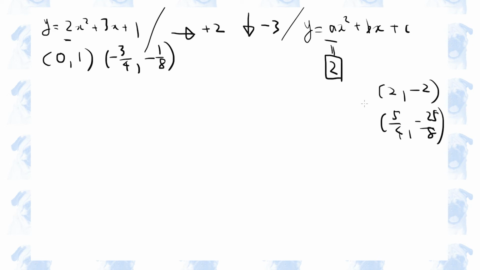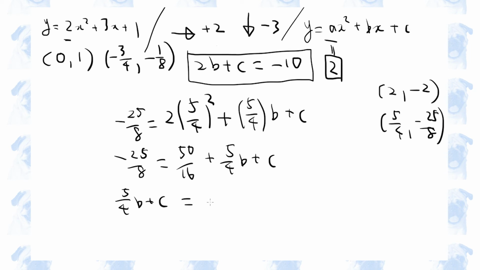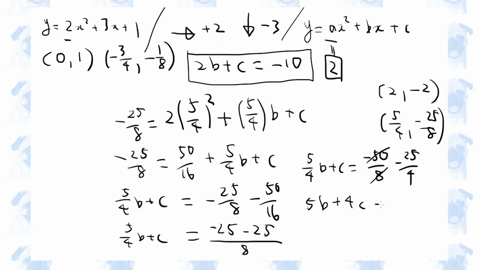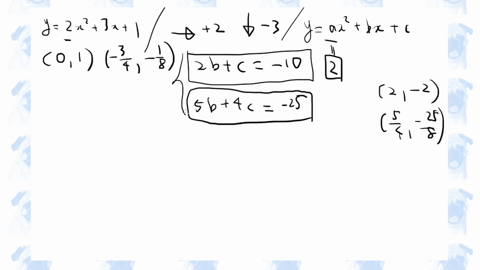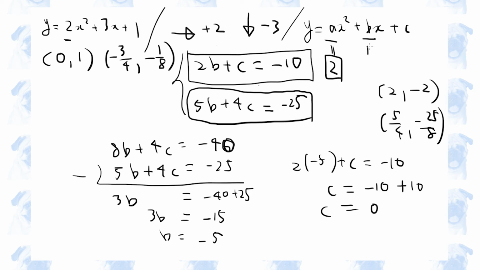So let's substitute these two pairs of values into this equation to find the values of b and c. And let's solve these two equations simultaneously. Let's multiply both sides of this equation by 4. Therefore, b is minus 5 and c is 0.